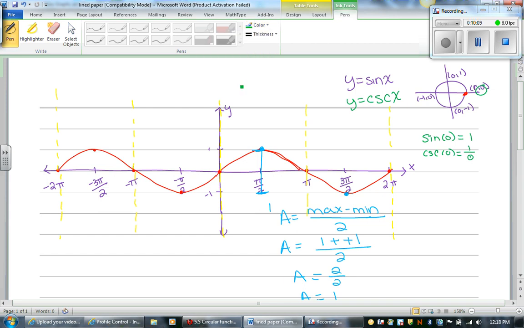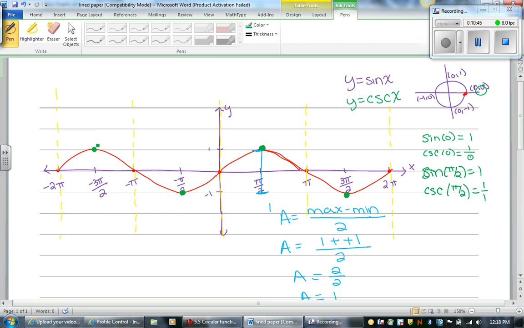Now, if I want to go a little bit further, let's talk about sine at pi over 2. Sine at pi over 2, I knew was 1. Cosecant at pi over 2 is going to be 1 over 1, which is still 1. Okay, so I'm going to get a point here. Now, with cosecant, everywhere you get a -1, cosecant's going to be -1. Everywhere you get a 1, cosecant's going to be a 1. Okay? So we have these points here.